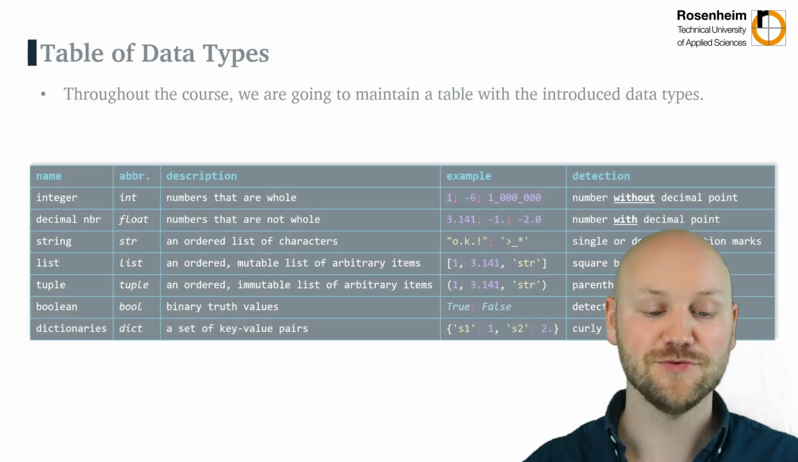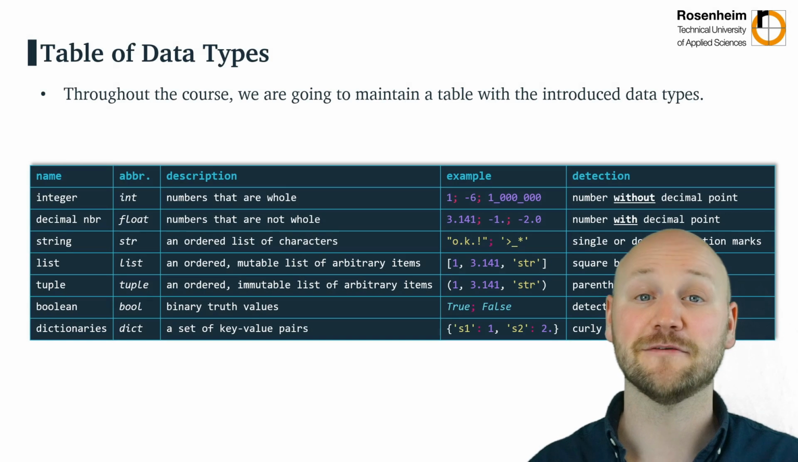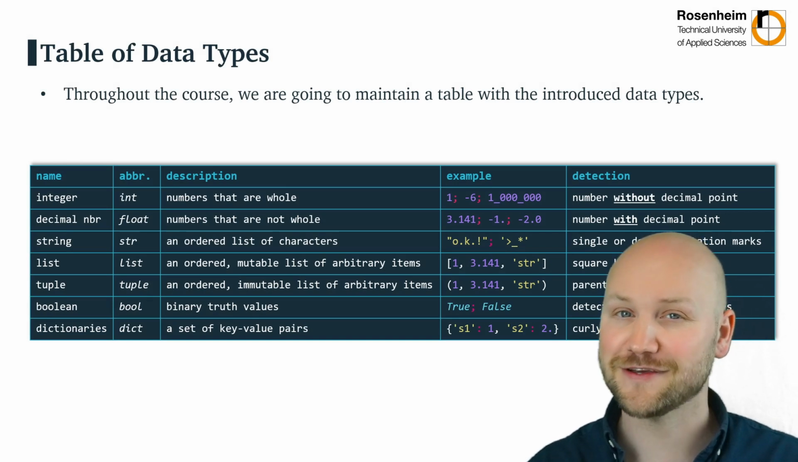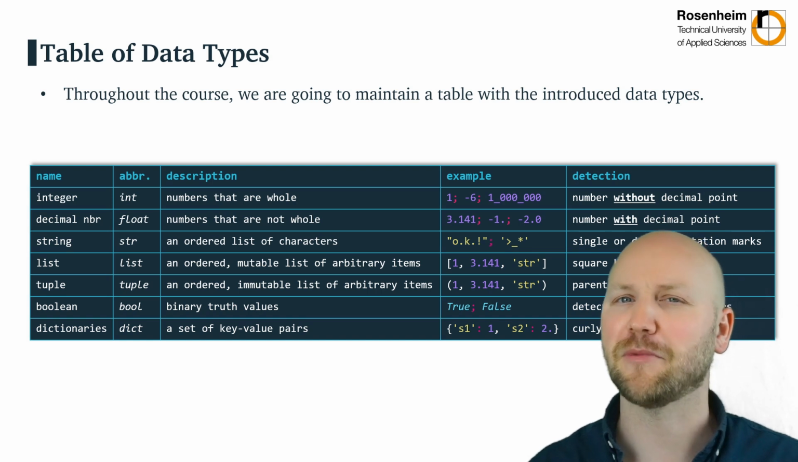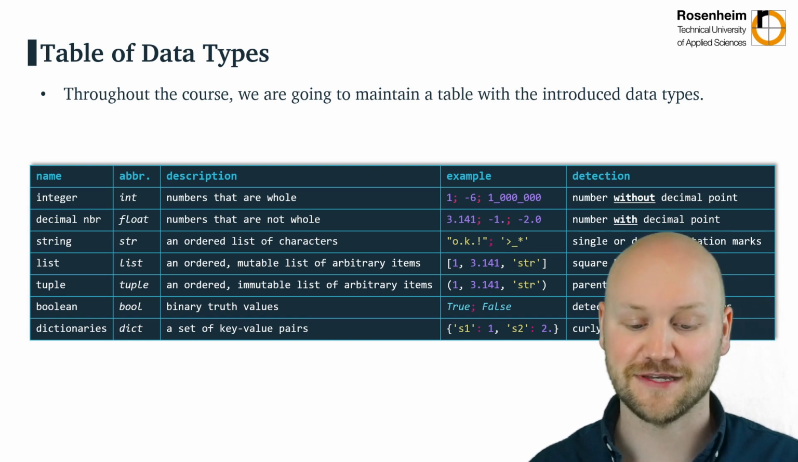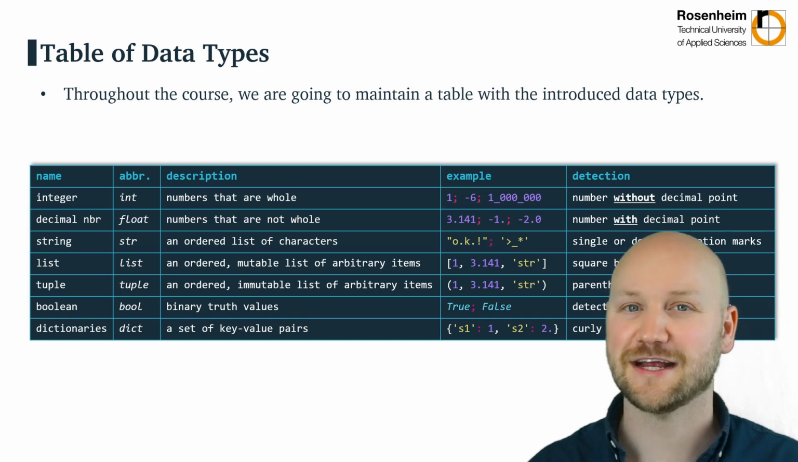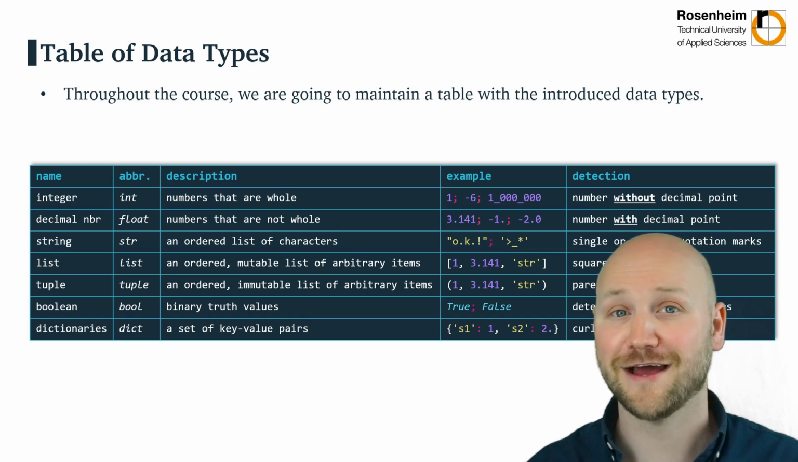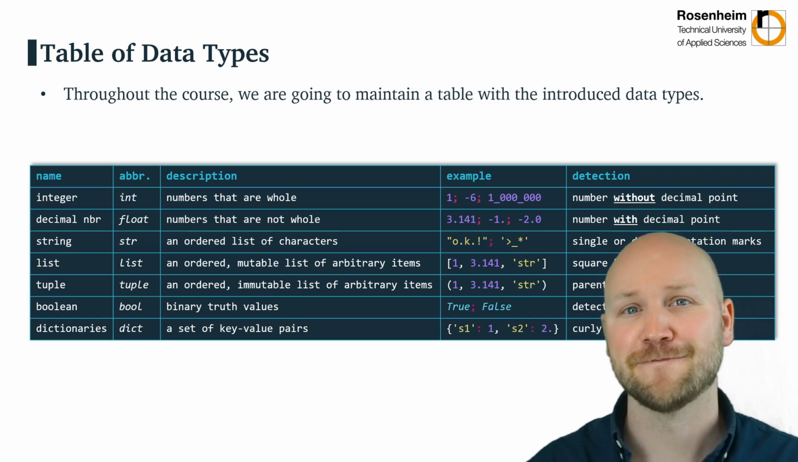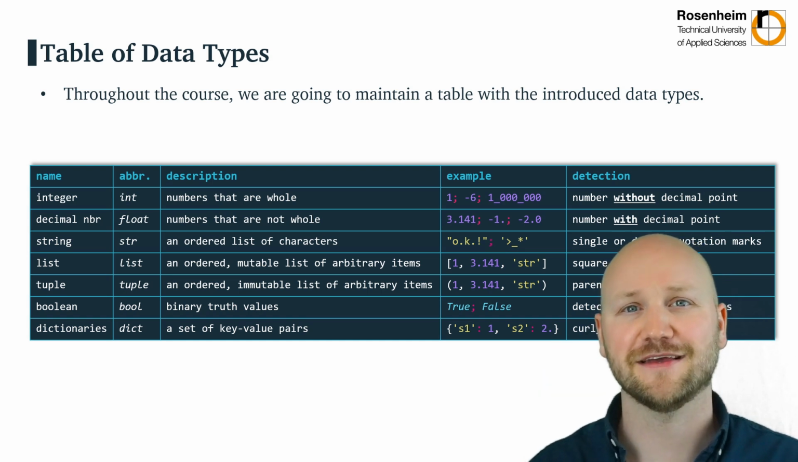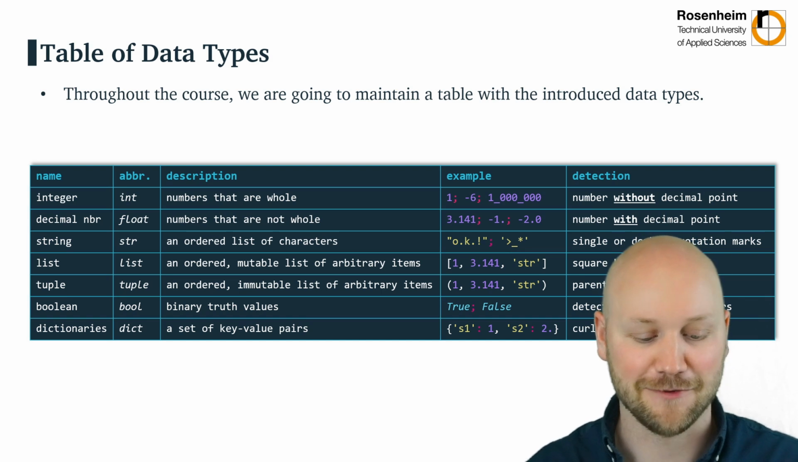But before we do that, let's have a look at the table of data types. And now we have a new data type, the dictionaries. In short, Python is always talking about dict. And this is a set of key value pairs. You also see an example here. And the detection is by the curly bracket. If you are specifying a new variable and the Python interpreter is seeing the curly bracket, it knows, okay, we are expecting key value pairs. And if you are not coming up with key value pairs, you get an error.